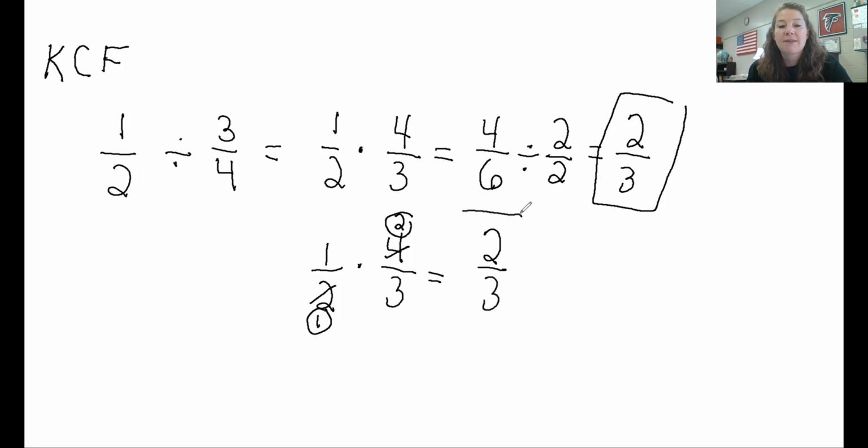So do you notice I have the same answer as I did here? I just kept my numbers smaller than on the first problem because I simplified before I multiplied. So you can always do that. All right, so let's do a couple more.